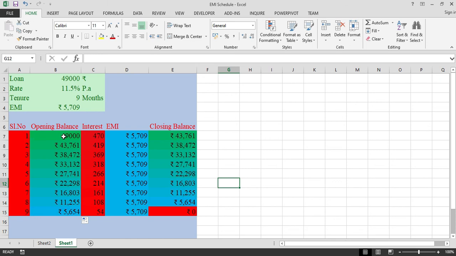So for the first month, the interest amount is 470 rupees and the EMI is 5,709. This EMI will be same for 9 months, but the interest is decreasing, and in the last month we are paying 54 rupees only. So this is how we can calculate the EMI for any loan.